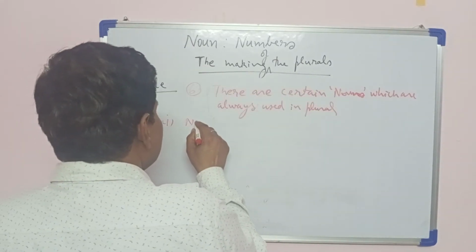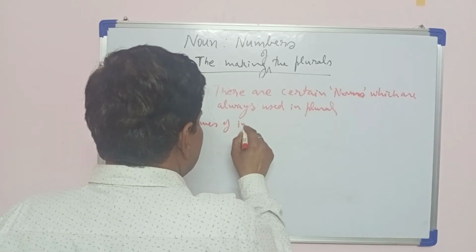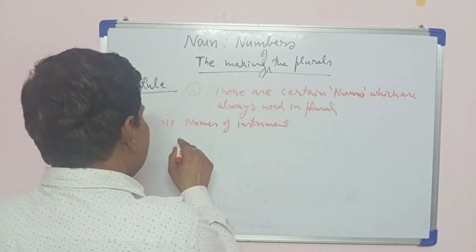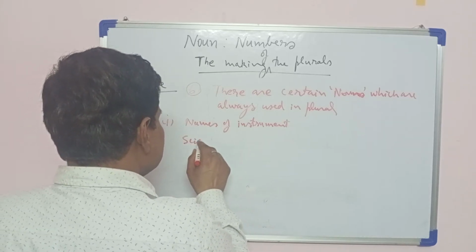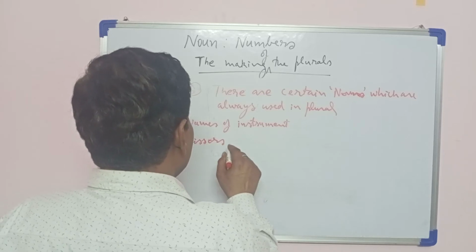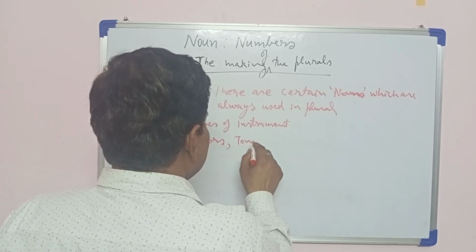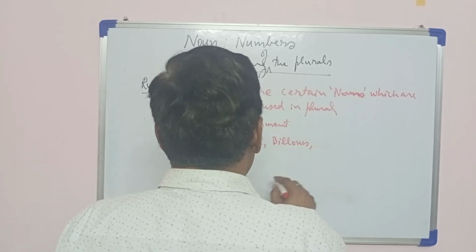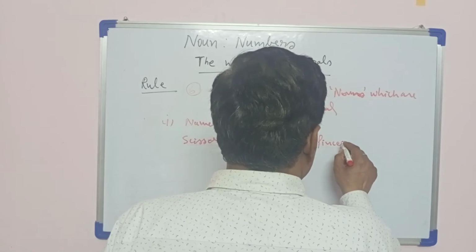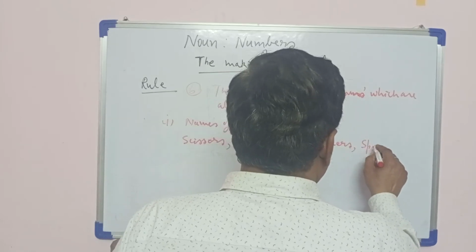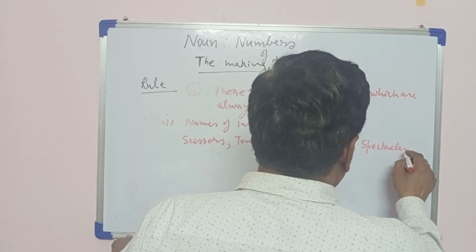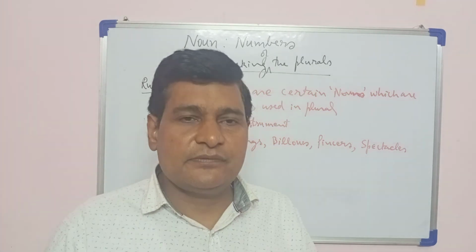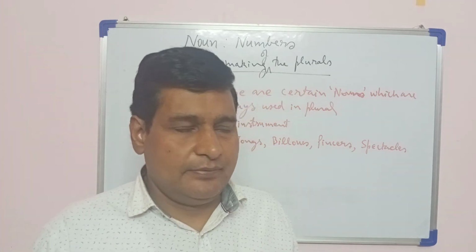Names of instruments which are generally used in the house, like scissors, tongs, bellows, pincers, spectacles. These are those instruments which have two parts which look like a pair. Okay.